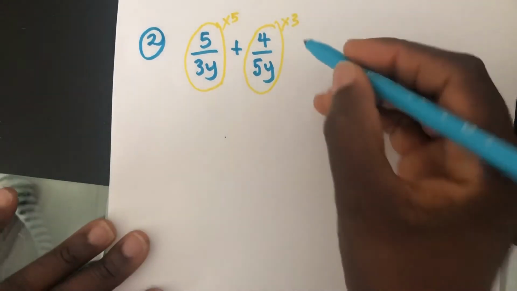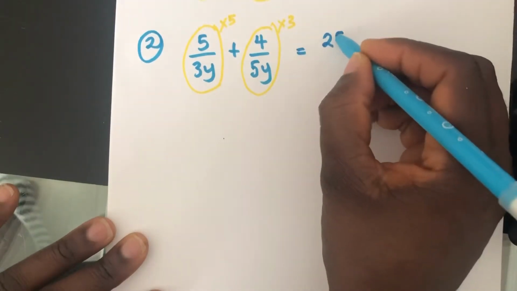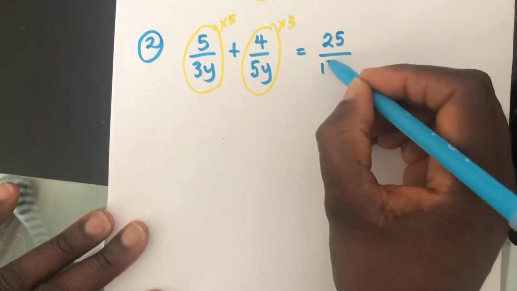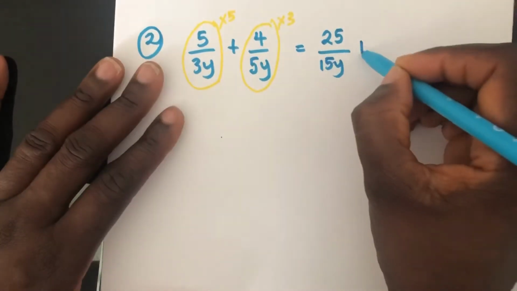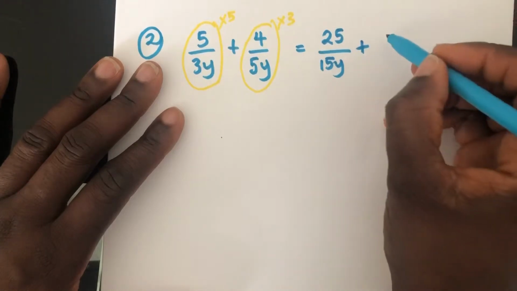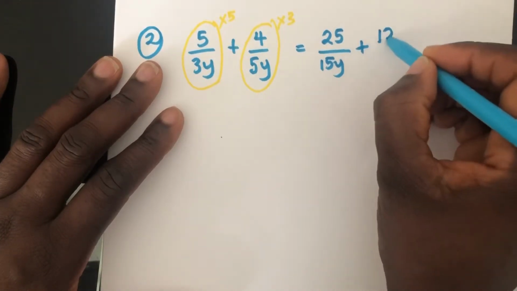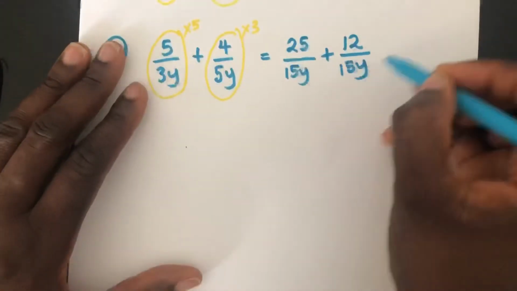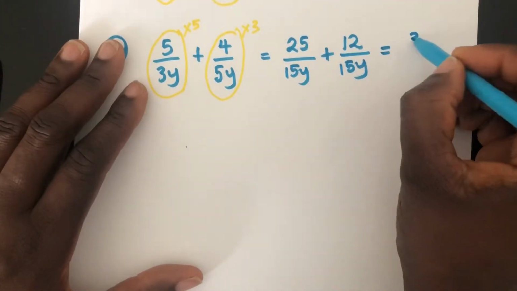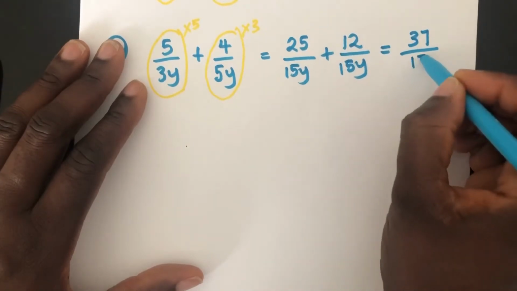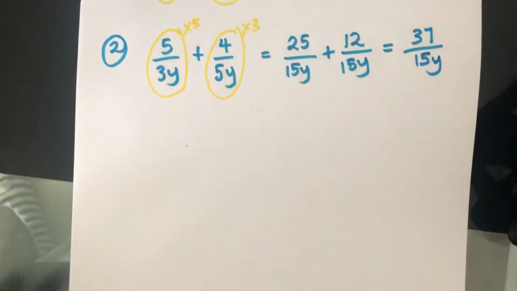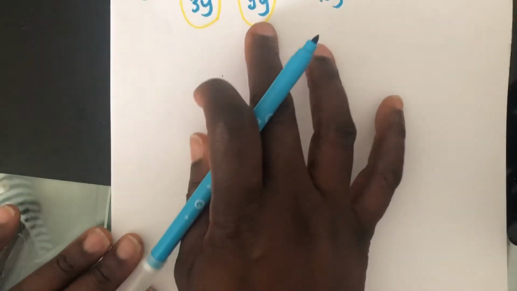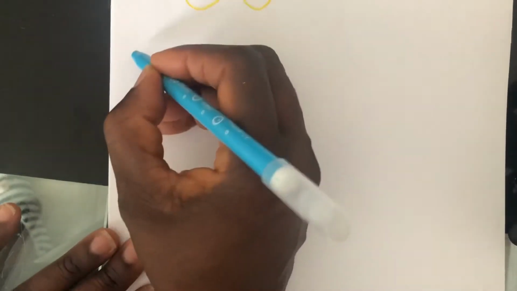5 times 5 is equal to 25 over 5 times 3y is 15y plus 4 times 3 is 12 over 3 times 5y is 15y. That's going to give me 37 over 15y. Okay, happy with that one? Let's jump to another example.